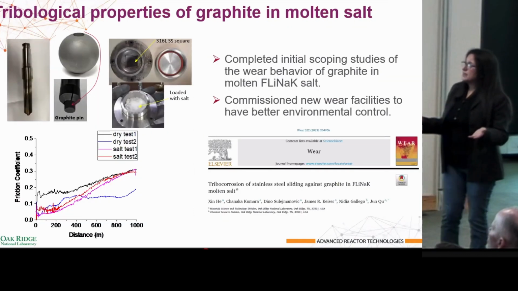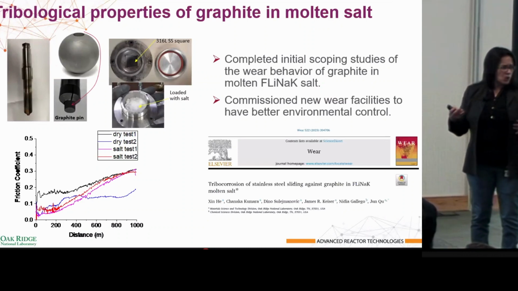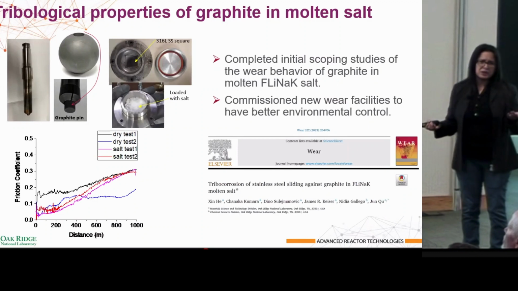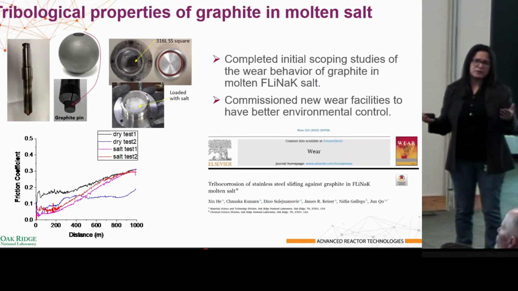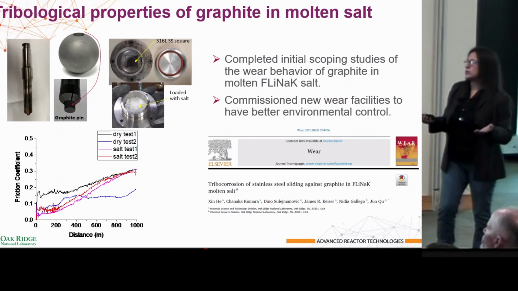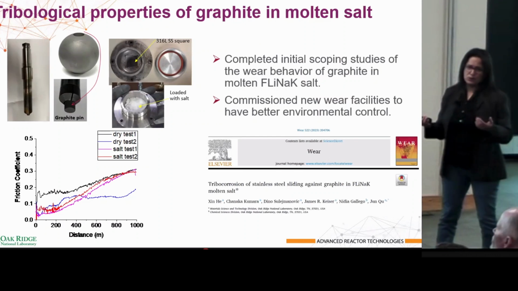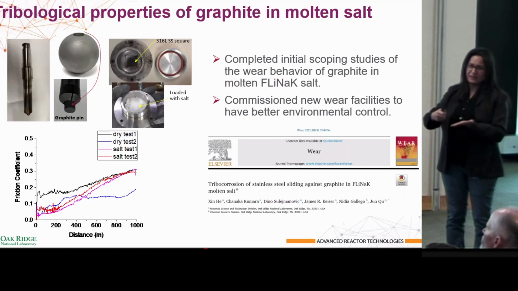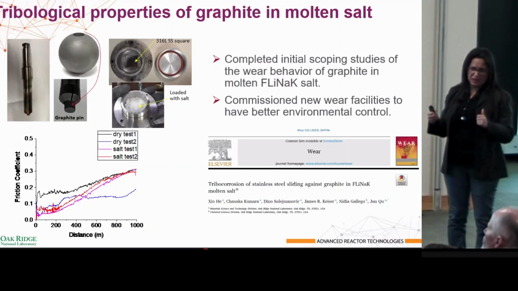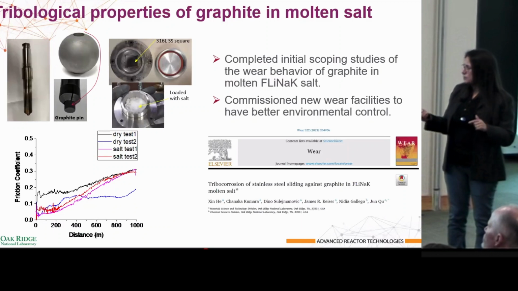Quickly, the next area that we're doing is understanding wear behavior of graphite in molten salt. We completed initial scoping studies to understand the friction behavior, to measure the friction coefficient and the wear behavior of graphite sliding in the sliding mode against a 316L flat. That work was published.